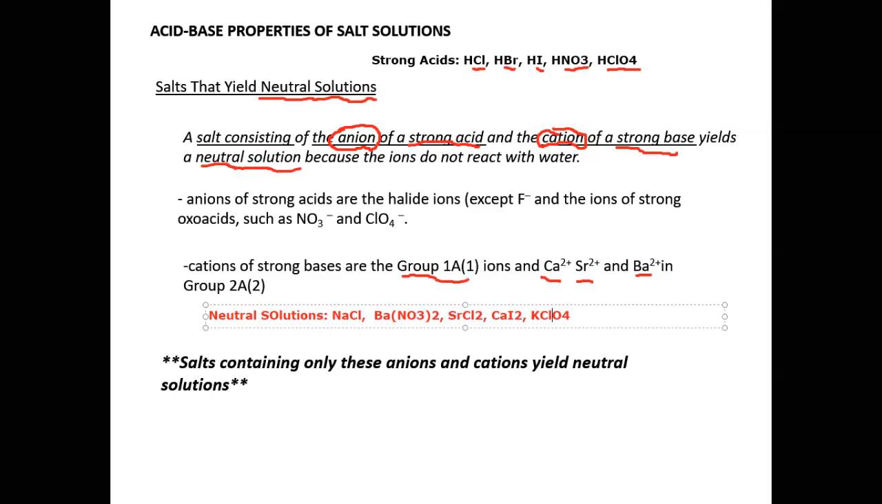Let me show you. Here the cation is neutral, sodium, and the anion is neutral. So if both your cation and anion are neutral, when you dissolve it in water, it's going to be a neutral solution. Barium is neutral, nitrate is neutral. When you dissolve it in water, it forms a neutral solution because those ions don't interact with water. They're neutral because they come from a strong acid and a strong base. So this is what makes up neutral solutions.